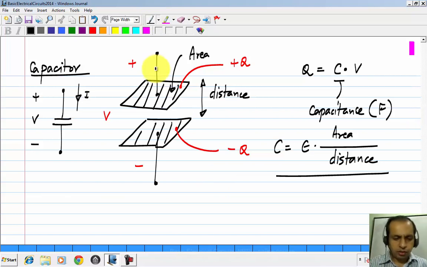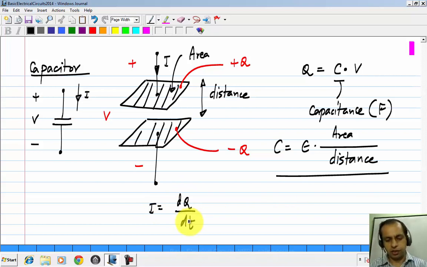Now, how do we do that? This current I flowing, which is the same as the current I flowing in the terminal, is given by the rate of change of charge. That is the definition of current, right? If this Q is increasing, that means that there is some current flowing that way. In fact, that current is what is causing the Q to increase.